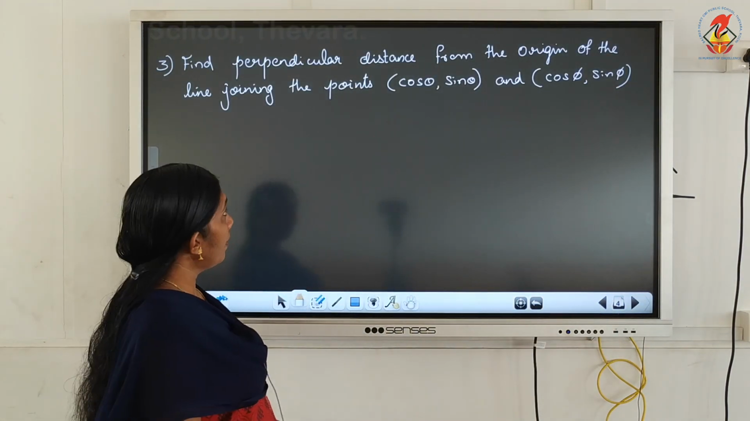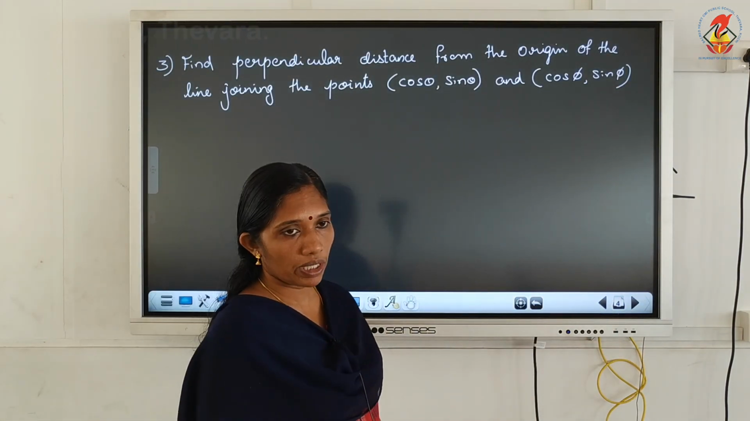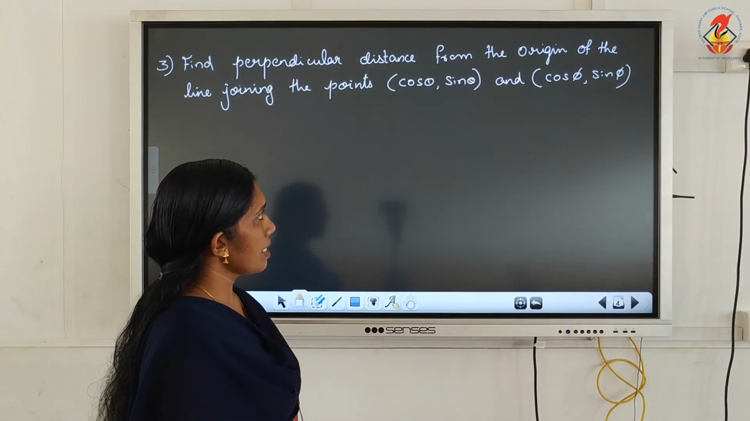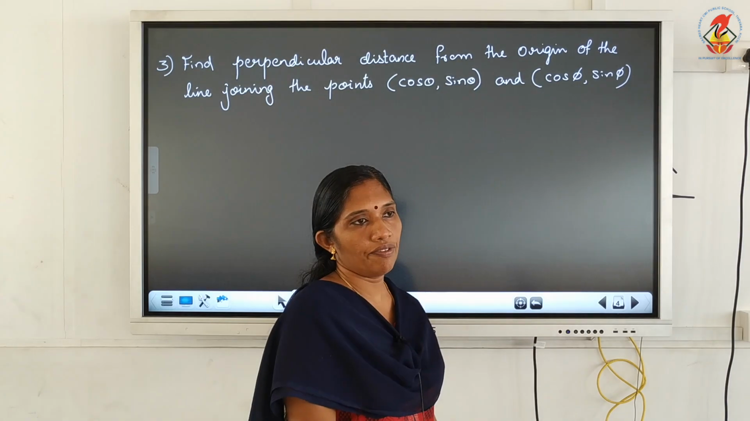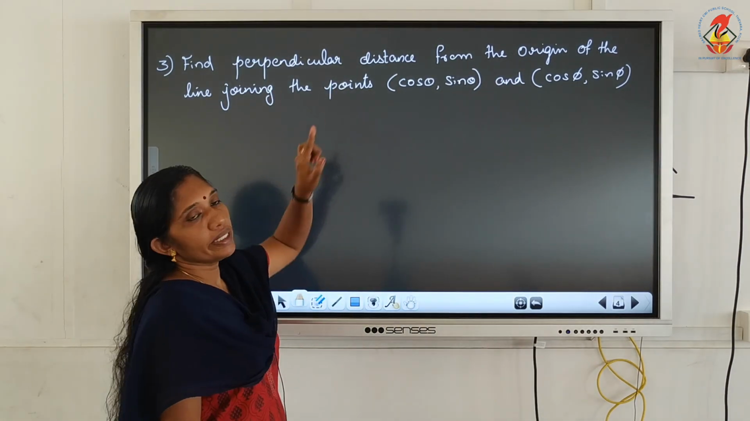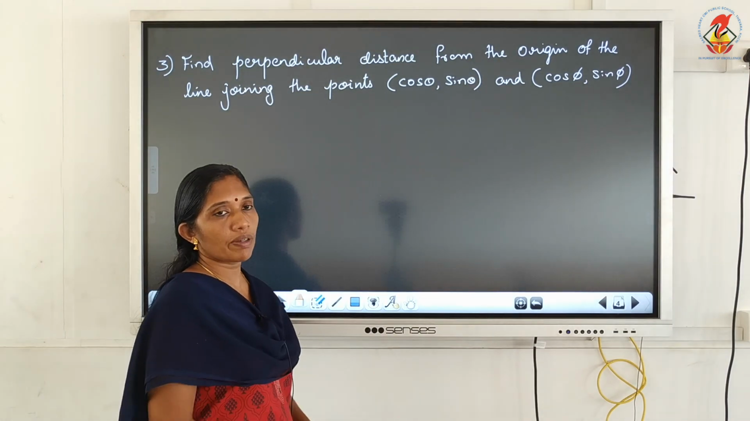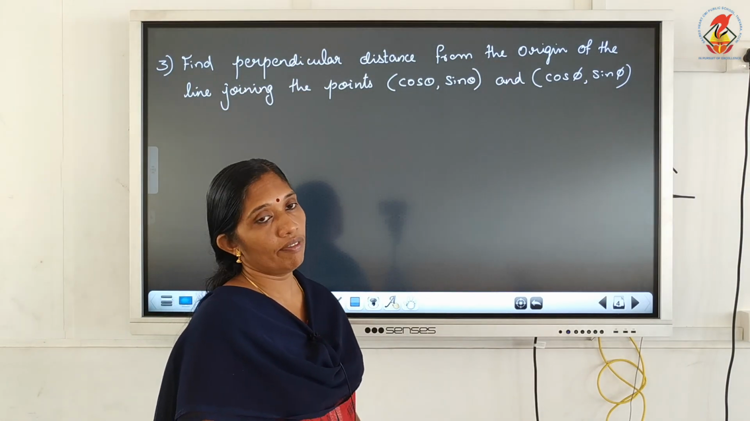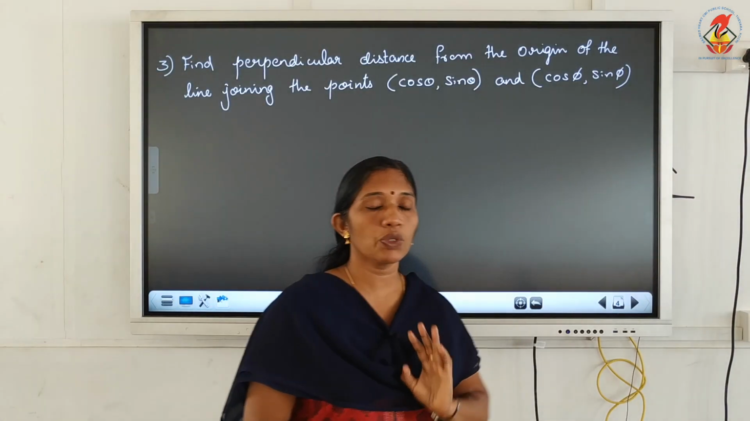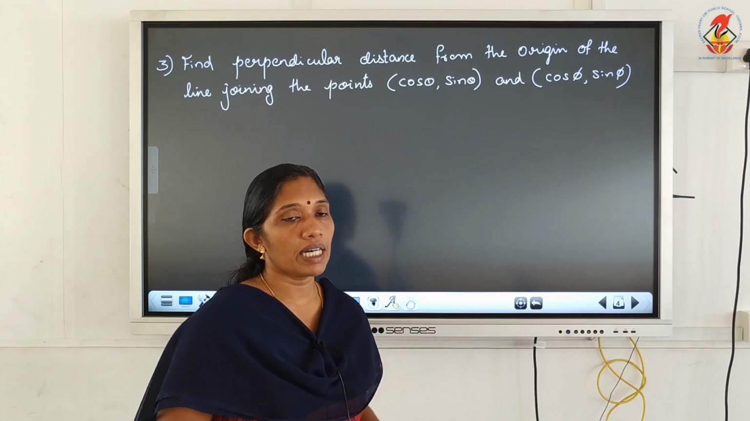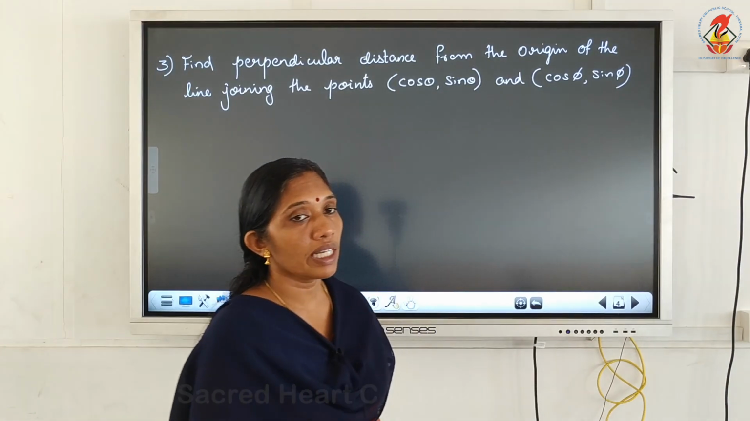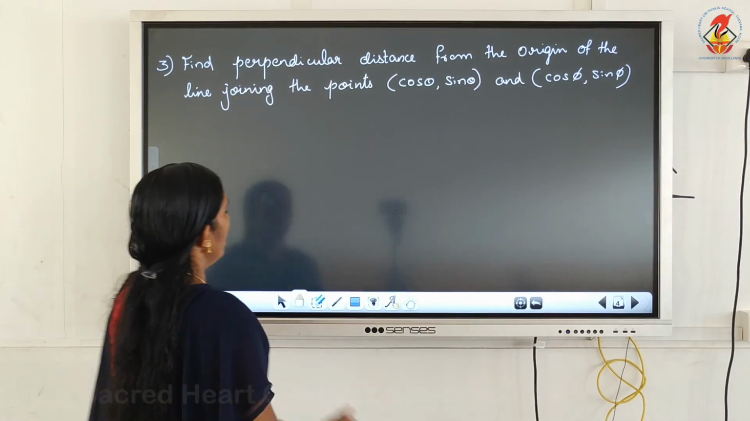Third one, find perpendicular distance from the origin of the line joining points cos theta sin theta and cos phi sin phi. So we have to find perpendicular distance from the origin to the line. What is the line? The line through two given points. Line's equation is not given. Line passing through 2 points. So we can write the equation of the line using 2 points.